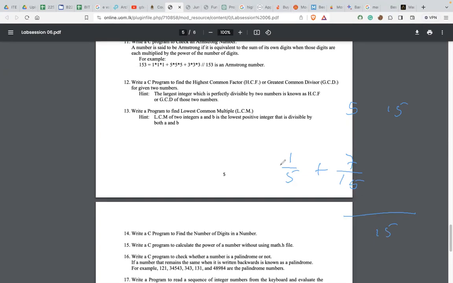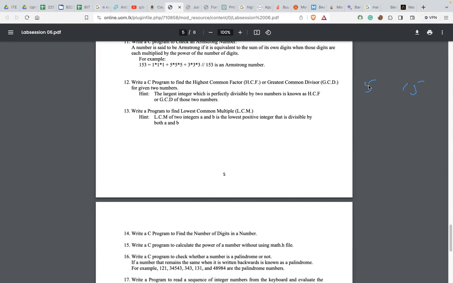But the question doesn't ask to add these two numbers. The question will give 5 and 15. So the user will enter 5 and 15, and you have to provide the least common multiple. How do we find the least common multiple?